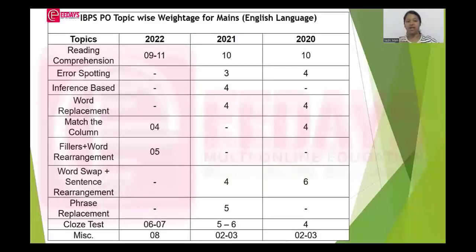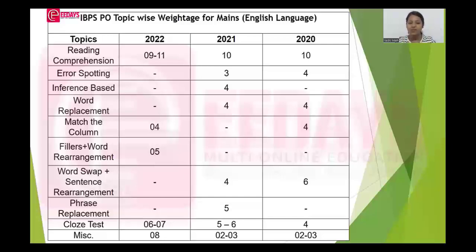So here again, I have mentioned the weightage of it. When it comes to the weightage of reading comprehension, again, it's a huge hit. You are going to get around 9 to 11 questions, an average of 10 questions. The same in the prelims: when you look into the prelims paper also, reading comprehension was the only topic that has gained maximum marks compared to other topics.